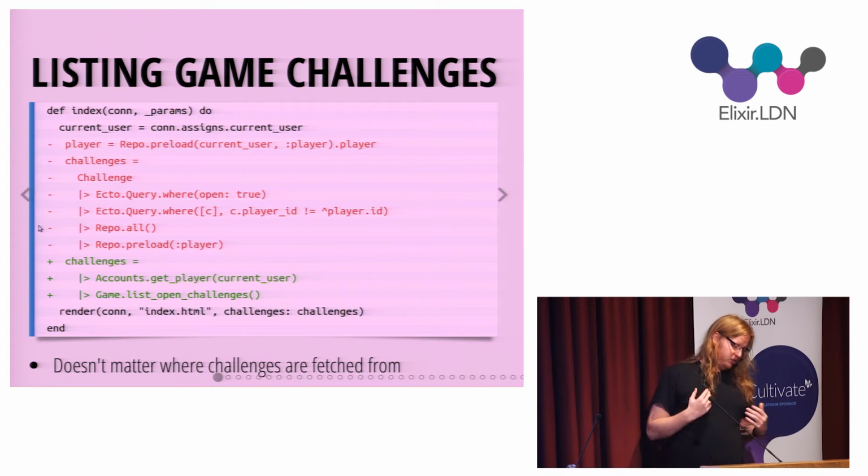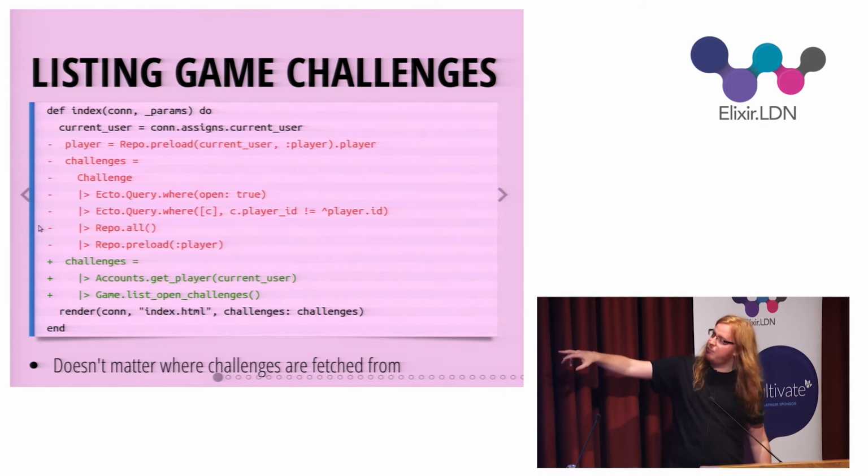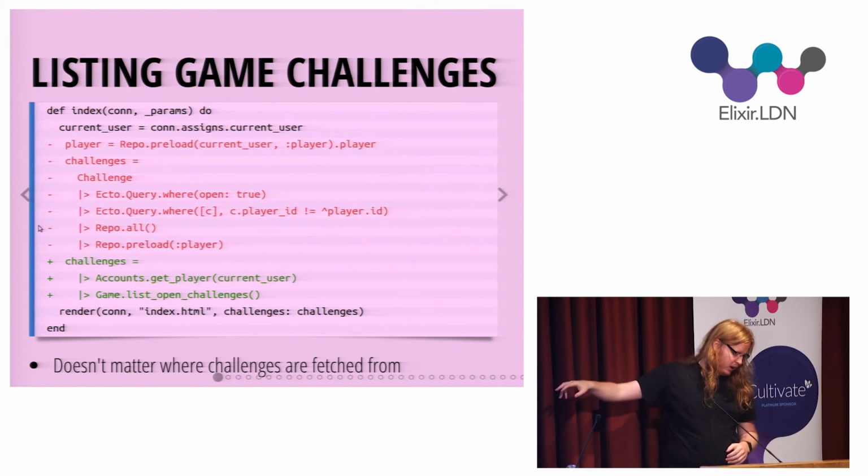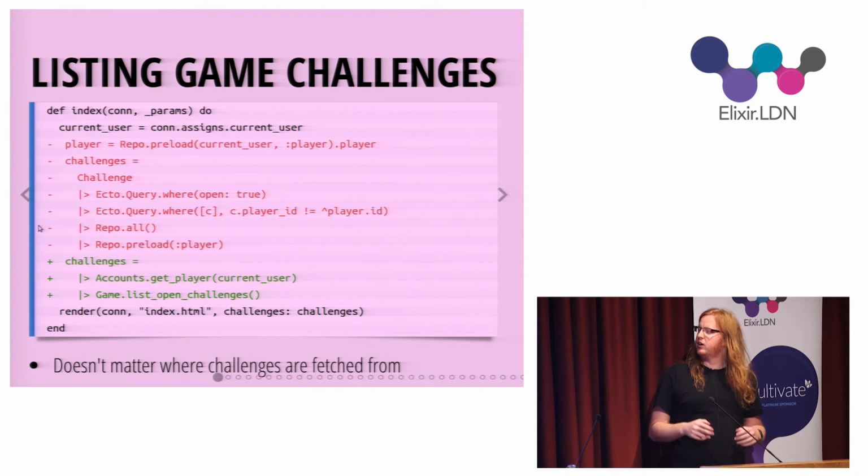Now what we do is we get the challenge, and what we're calling this accounts.getPlayer, which will take like an authentication struct and return the player from it. And we've got this game.listOpenChallenges function. And now it doesn't matter where our challenges are fetched from. They can be fetched from a database or MongoDB or like a GenServer, or it could just be a static list. It really doesn't matter.